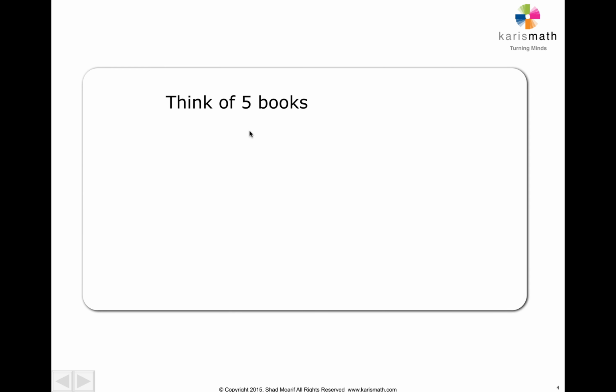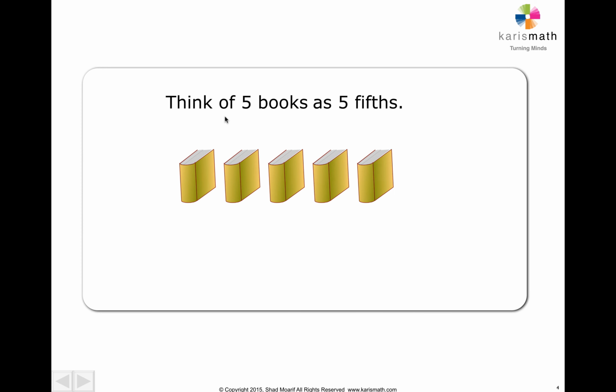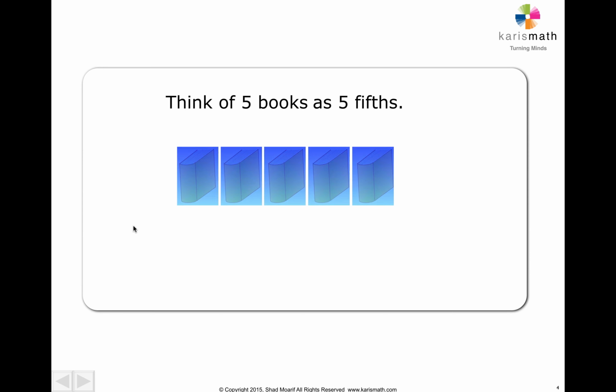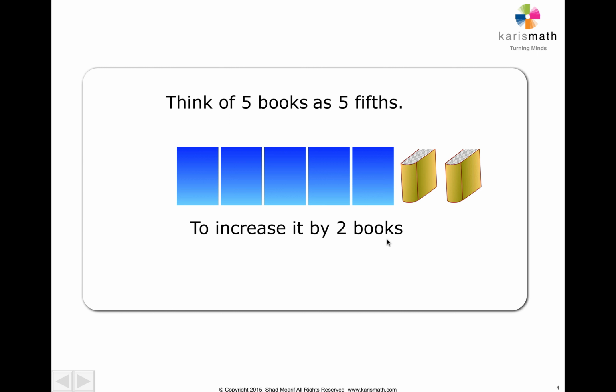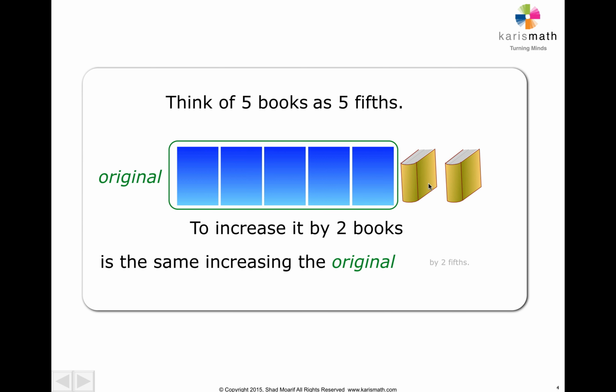Now, if I ask you, think of those 5 books again as 5/5, like that. Imagine those are 5/5. 1, 2, 3, 4, 5. Because they're all identical. They're all equal in size and shape. So we call them fifths. Now, if I increase it by 2 books, it's the same thing as saying I increased it by 2/5, right? Because I increased the original 5/5 by another 2/5, like that. So 2/5 of what? 2/5 of the original.